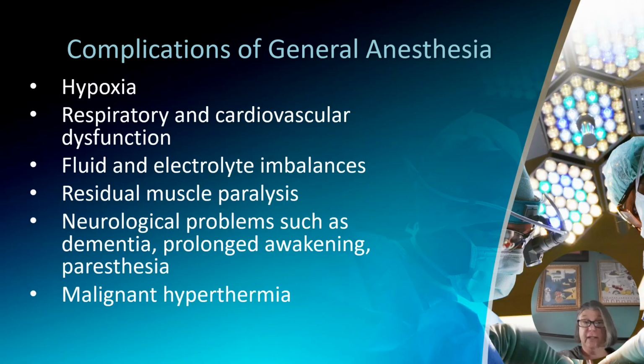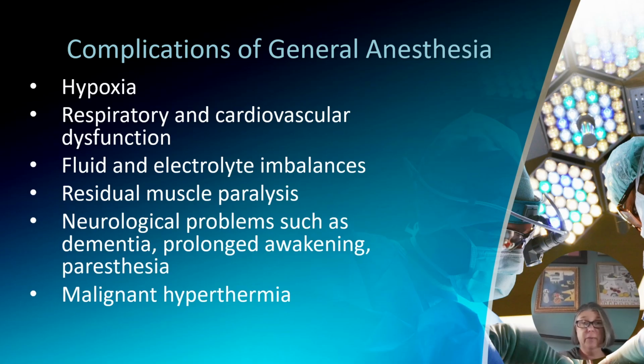Complications of general anesthesia. Obviously, we're worried about respirations, right? Hypoxia, respiratory and CV dysfunction, hypotension, hypertension, right? Could go either way. Fluid and electrolyte imbalances, residual muscle paralysis. Unfortunately, we use these agents sometimes, and especially on our older people, they may not come out of it as well as we would hope.